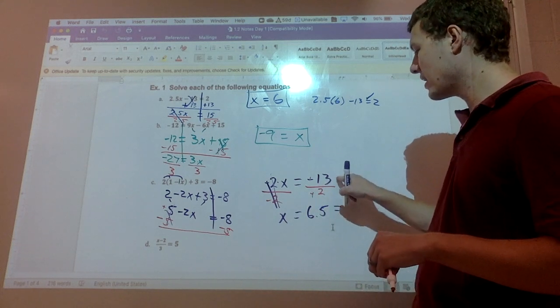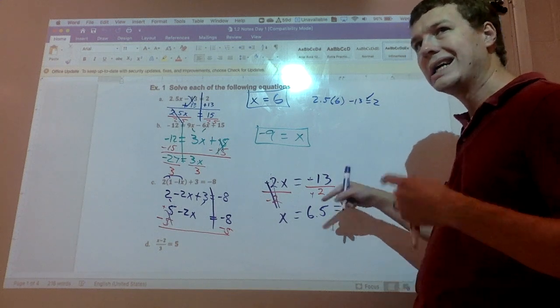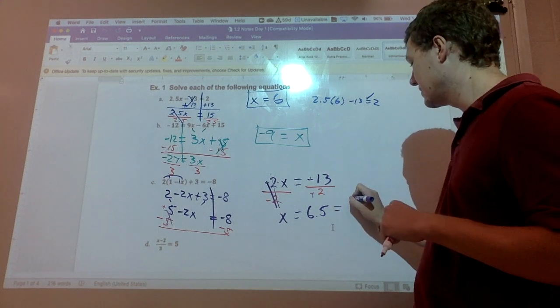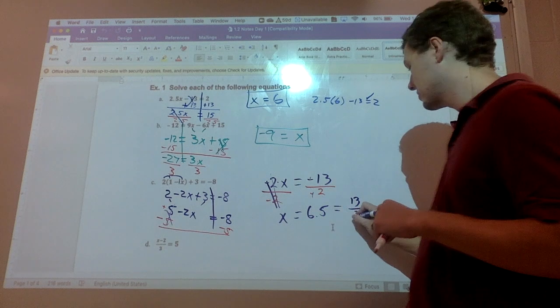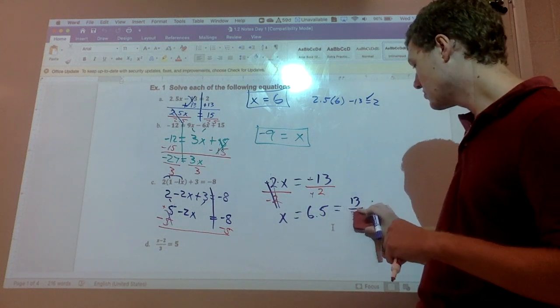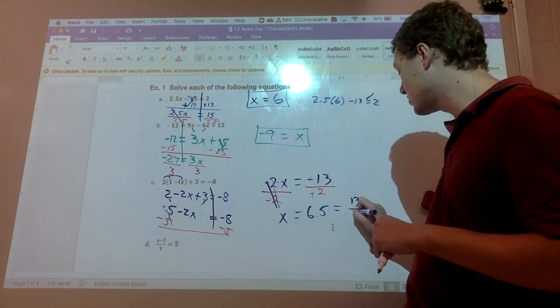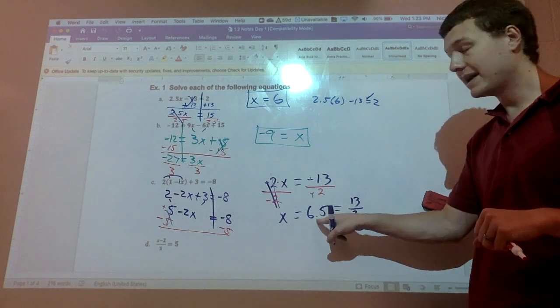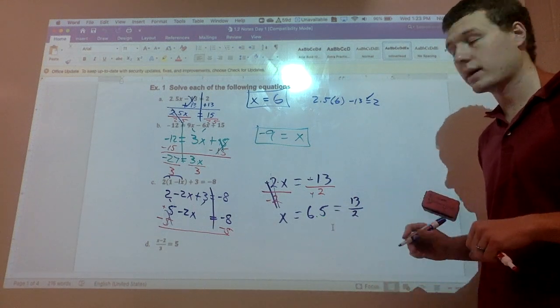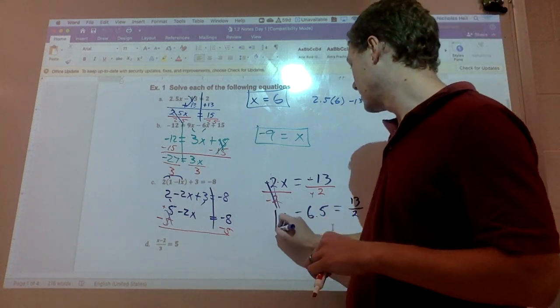Now, is there anything that goes between 13 and 2? Nothing off the top of my head. So I'm just going to leave that as 13 over 2. That is a simplified form, and it is the same as 6.5. It will work out for you, and that is going to be your answer.